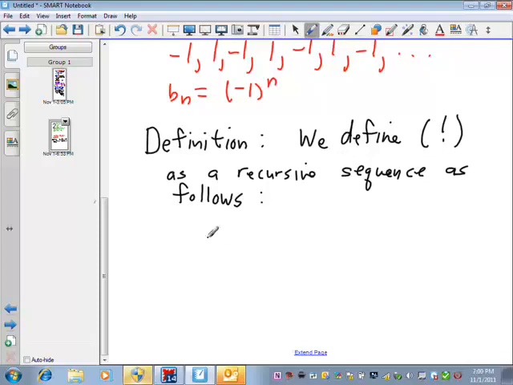So the fact that it's recursive means I need to tell you one. And I am going to tell you one. The first one is that 0 factorial is 1.